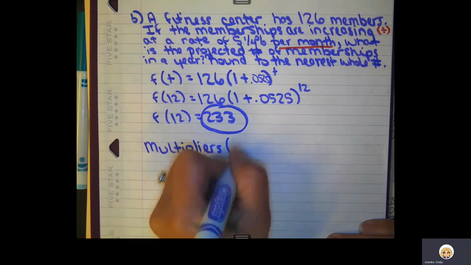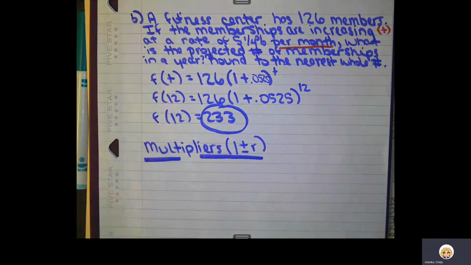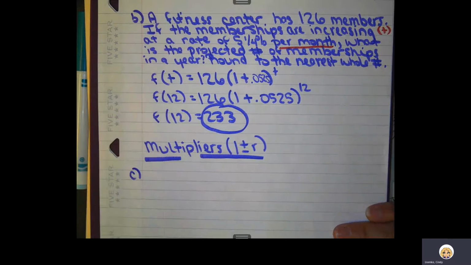And remember, the multiplier is that 1 plus or minus r. So this is what I'm referring to. I've seen on the Regents before them ask you questions like, what is the multiplier or what is the base? So I'm going to show you some examples like that. So here's example C.